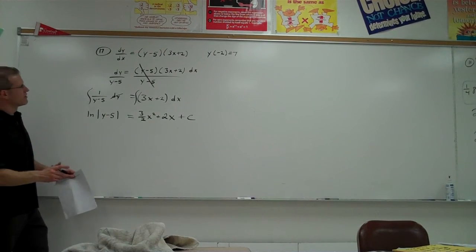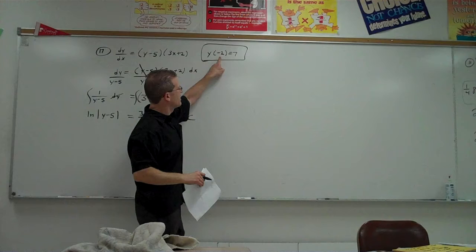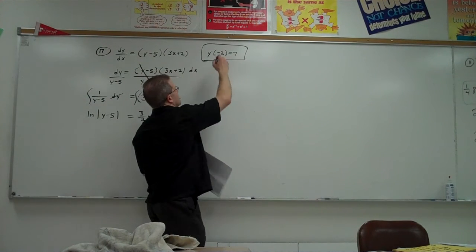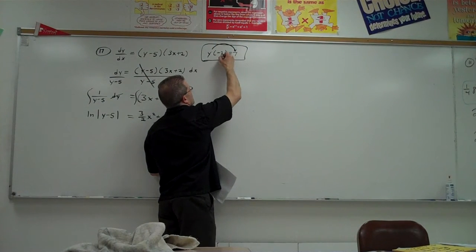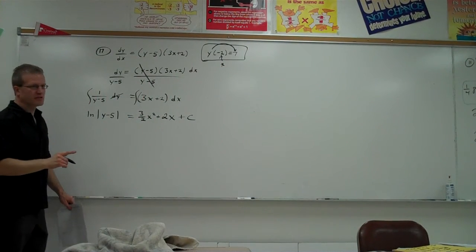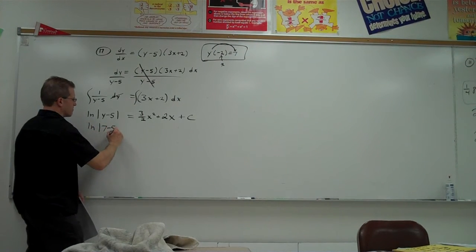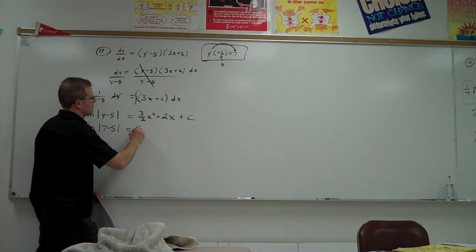Step 3 is to plug in your initial point that they give you. They give you that y of negative 2 equals 7. So that's saying y is equal to 7 when x is negative 2. So I'm going to plug 7 in here for y. I'm going to plug negative 2 in for x.